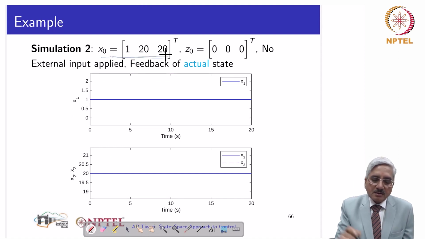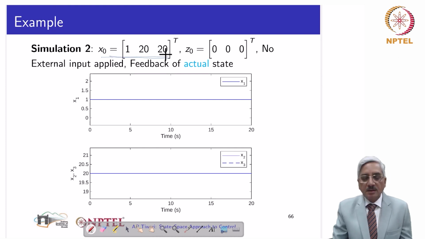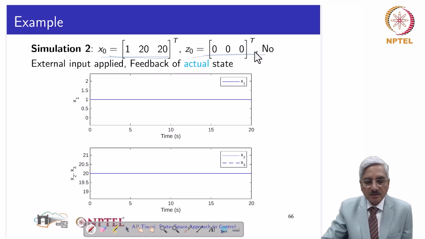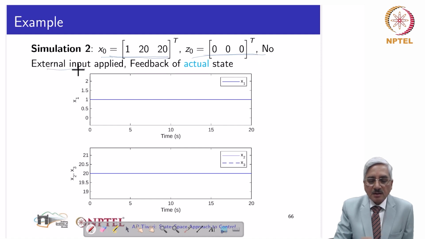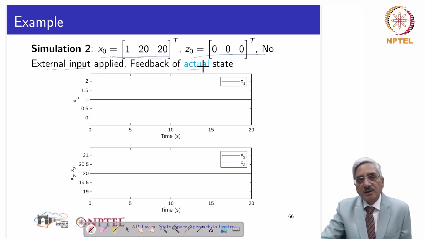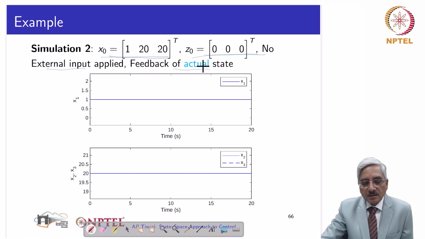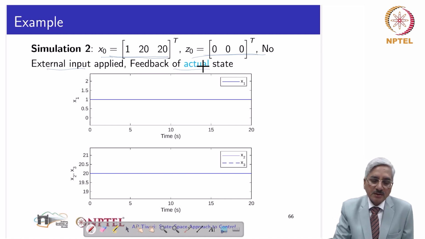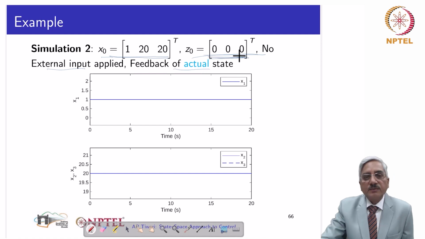System is again at steady state, equilibrium. However, the observer states are much different. They are 0, 0, 0. They are much different from the system states. Again, there is no external input and still the feedback of actual state. So all other settings are identical to the first simulation, but there is a large deviation of observer states from the actual system states.